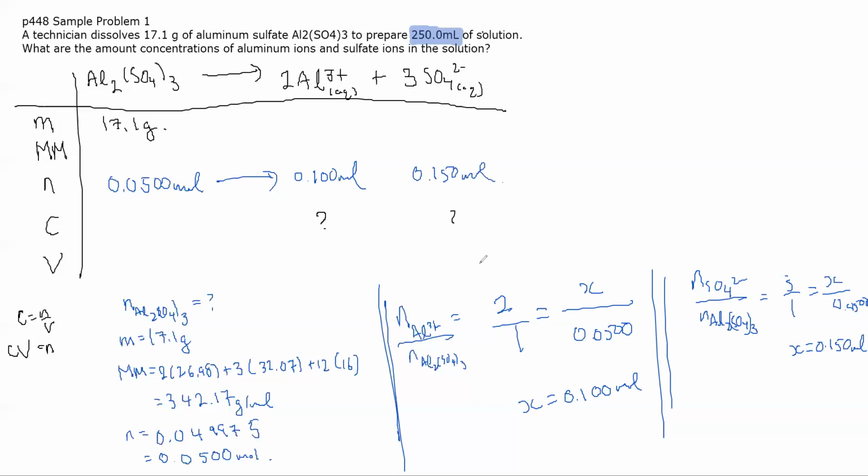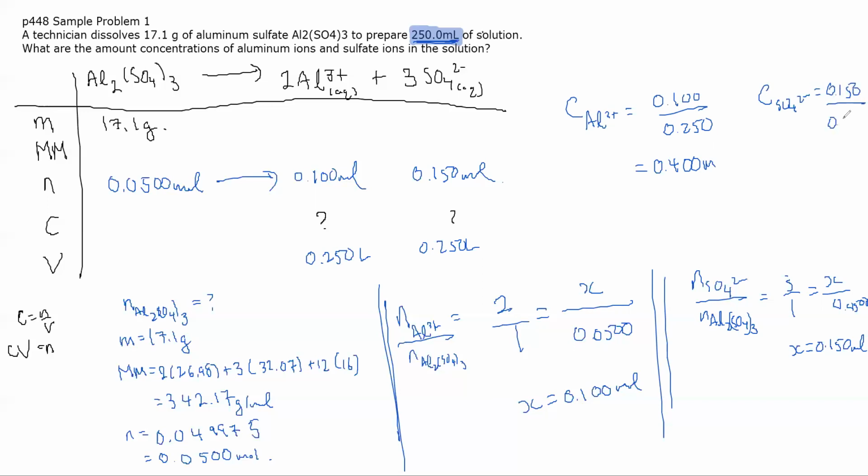Because I know the final volume, basically 0.250 liters, the concentration of the aluminum ion is going to be the number of moles divided by the volume, which is 0.400 moles per liter, and the concentration of sulfate is going to be 0.150 divided by 0.25, which is going to be 0.600 moles per liter.